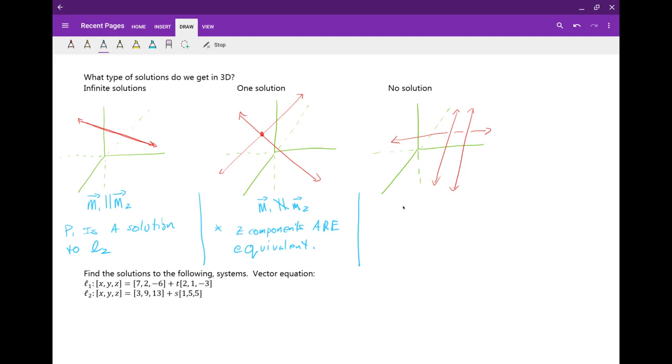Over here, okay? If there is no solution, we have two possibilities, all right? Two possibilities. So I'd like to break this into two little subcategories, all right? One where M1 is parallel to M2, and one where M1 is not parallel to M2. In this case, then P1 is not a solution to line 2, and in this case, the z components are not equivalent.